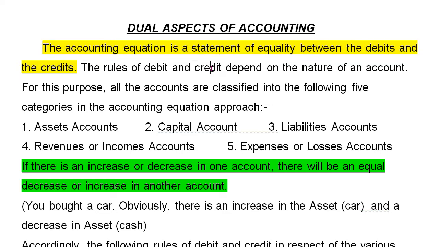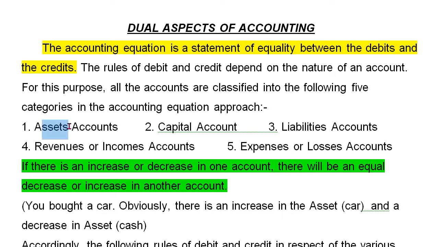The rules of debit and credit depend on the nature of an account. For this purpose, all the accounts are classified into the following five categories in the accounting equation approach. I would like to remind you here one thing. There are two types of approaches. One is traditional conventional approach, other one is accounting equation approach. Now here we deal with only accounting equation approach. Fine.